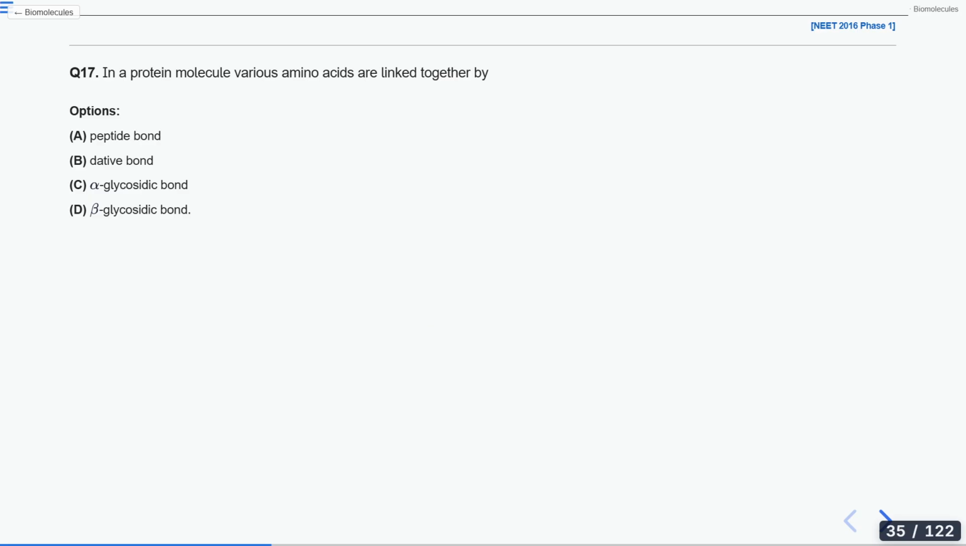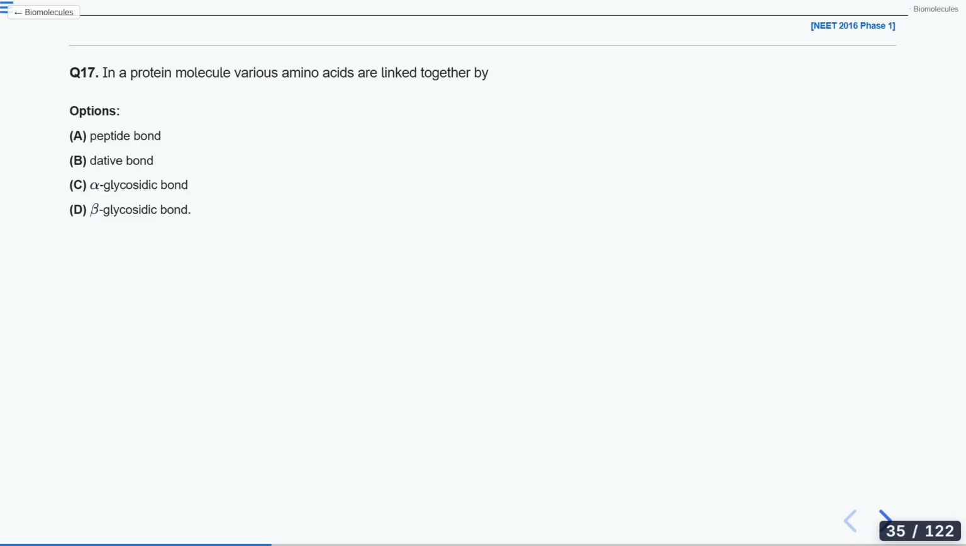It's a very simple one. Tell me the answer, students. In a protein molecule, various amino acids are linked together by, okay, A. Amrita is telling A, Irfana is telling A, peptide bond. Very good. They are linked together by the peptide bond. Then what about the glycosidic linkage? Where is this glycosidic linkage present? In which biomolecule is your glycosidic linkage present?